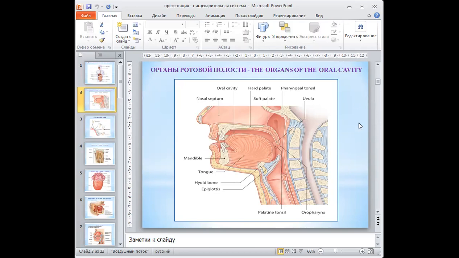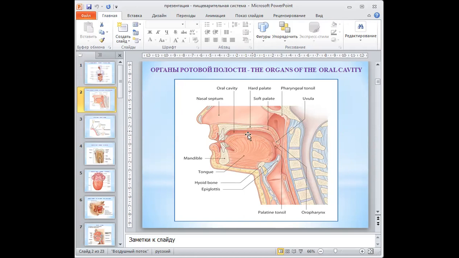Lips are formed by the fibers of the mouth's circular muscles. The outside of the lips is covered by skin. The inside of the lips is covered by mucosa. The lips at the corners of the oral aperture pass into each other by means of adhesions.